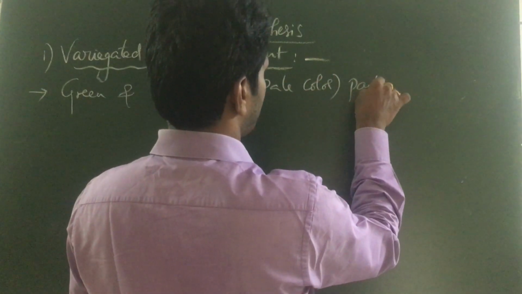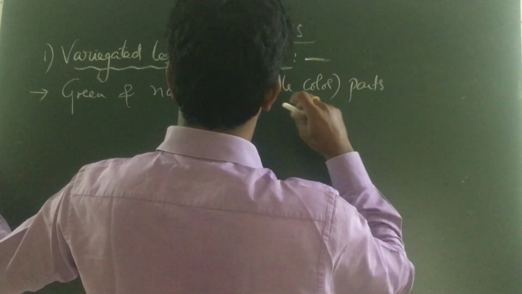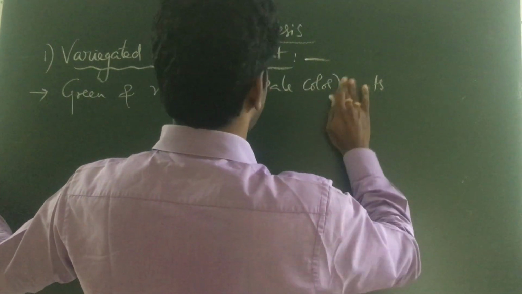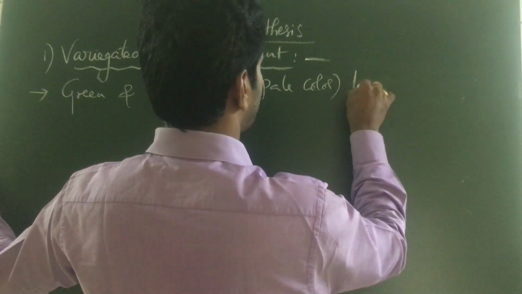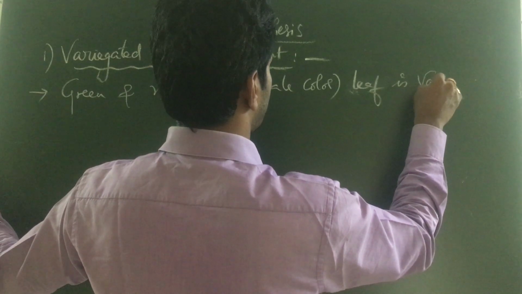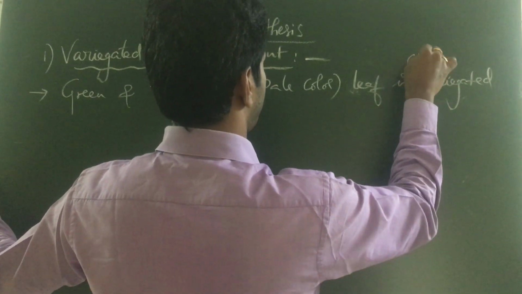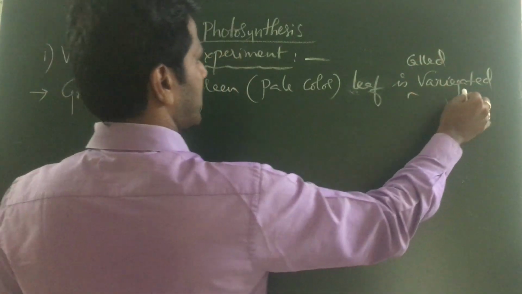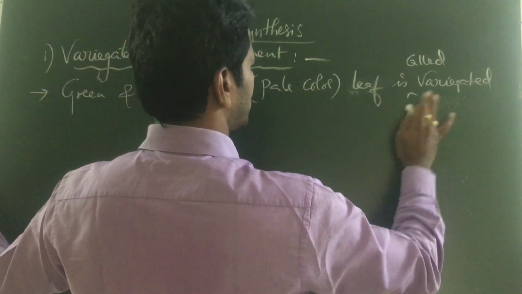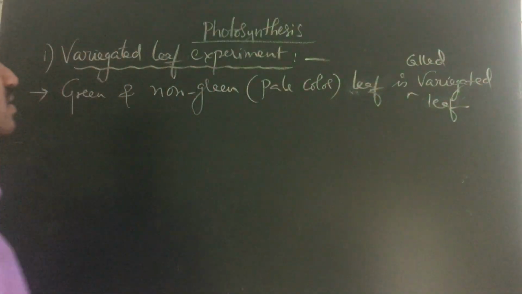Green and non-green parts, pale color parts of a leaf. A green and non-green leaf is called variegated leaf generally. Okay. So therefore, it is a variegated leaf.